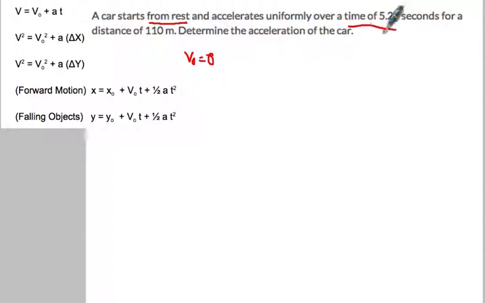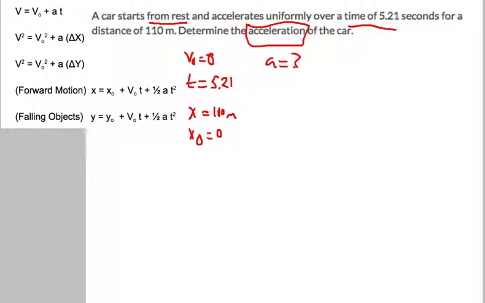Over a time of 5.21 seconds for a distance of 100 meters. So that's going to be our final distance equals 110 meters. We're assuming that we started off at 0 and went to 110. And we need to find the acceleration. So acceleration is our question.